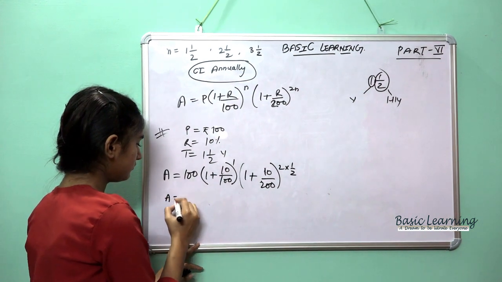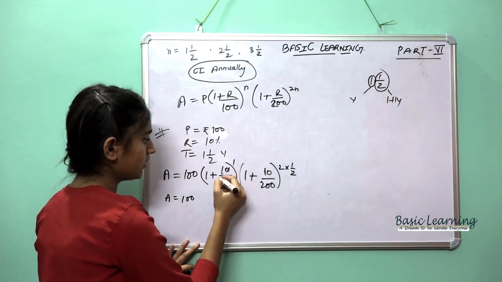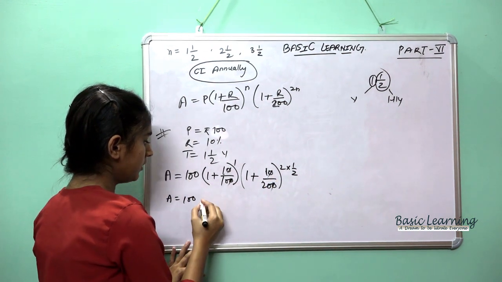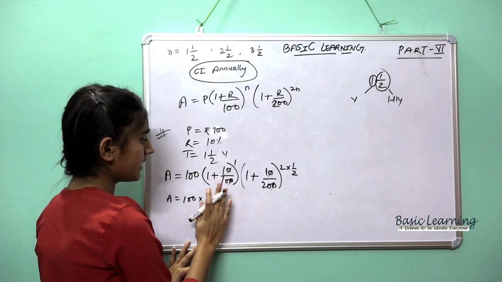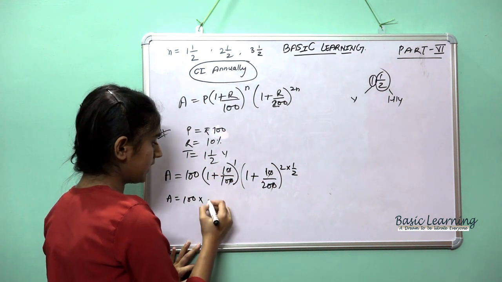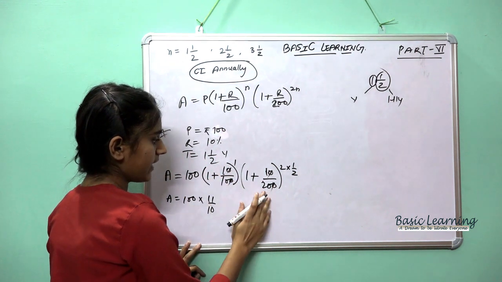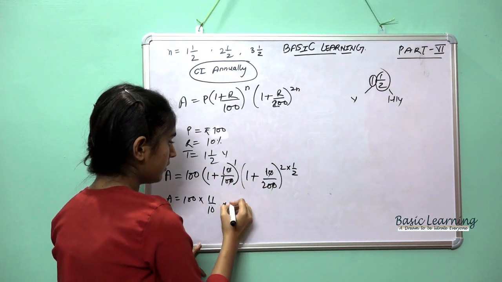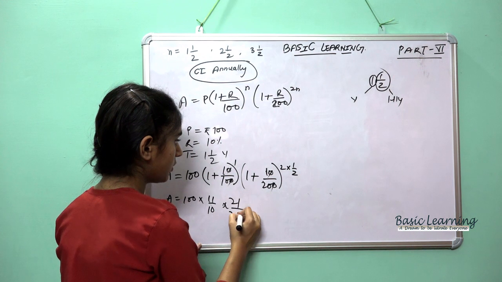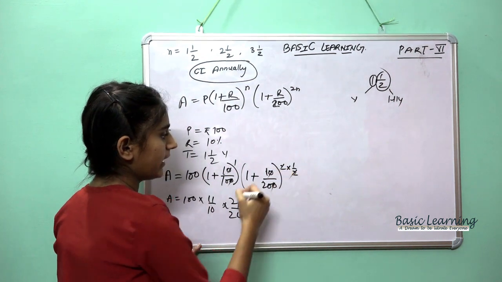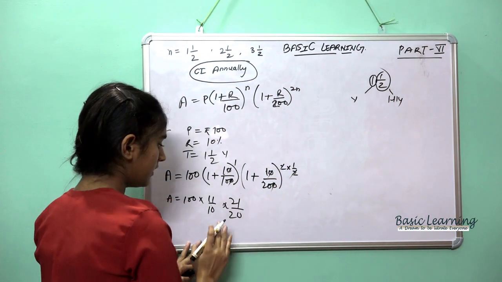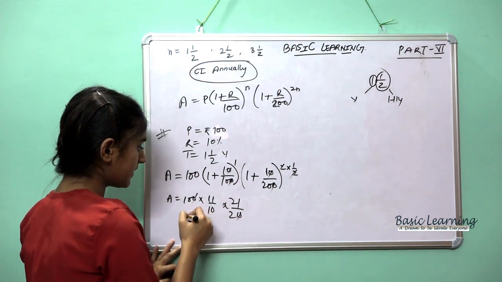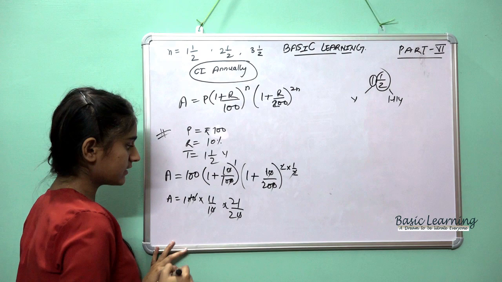Now 0 reduced by 0, 0 reduced by 0. So taking the LCM, 10 ones are 10 plus 1, 11 upon 10, and here 20 ones are 20 plus 1, we get 21 upon 20. 2 reduced by 2, as you know. So let's further solve it. 0 cancels by 0, 0 reduced by 0.